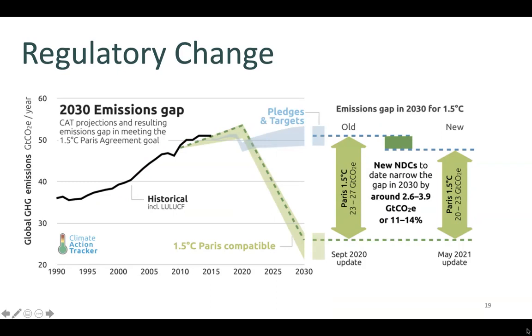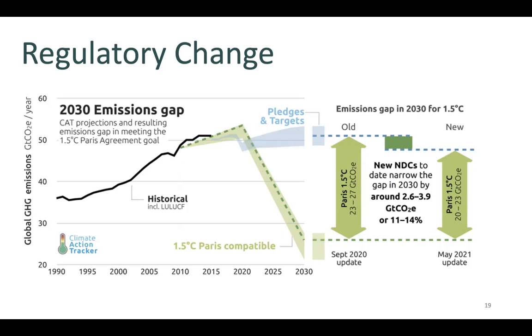So the thick black line, again, this is global, illustrates the historical emissions, including emissions from LULUCF, which is land use and land use change. And if you were to continue along that line, and if that line of emissions kept going up and up and up, then we would definitely not achieve the targets of the Paris Agreement.